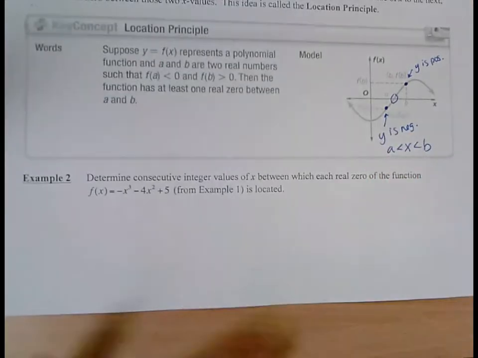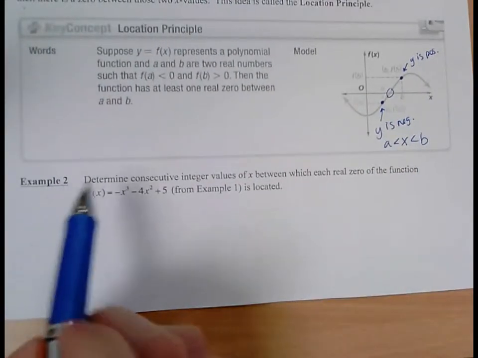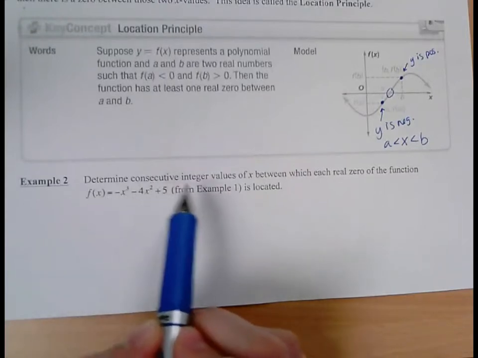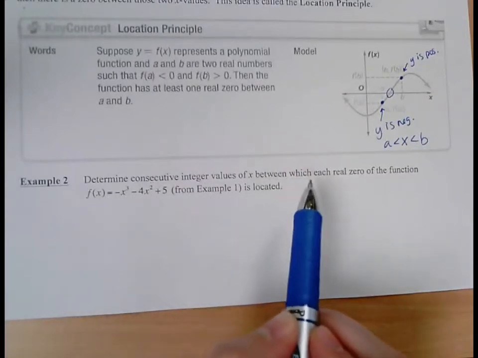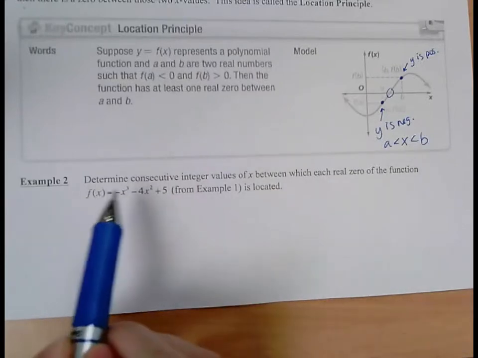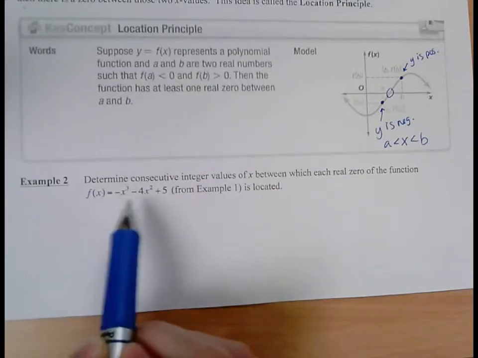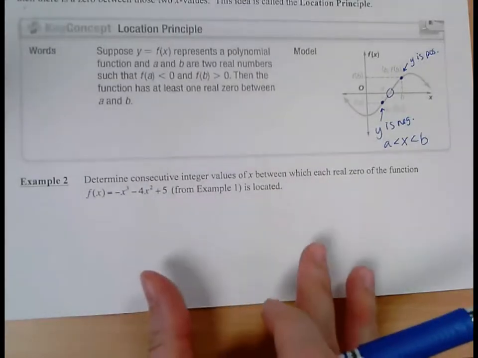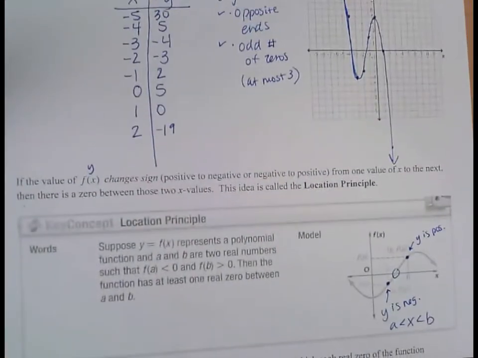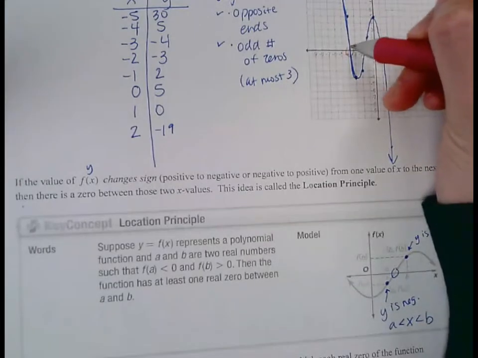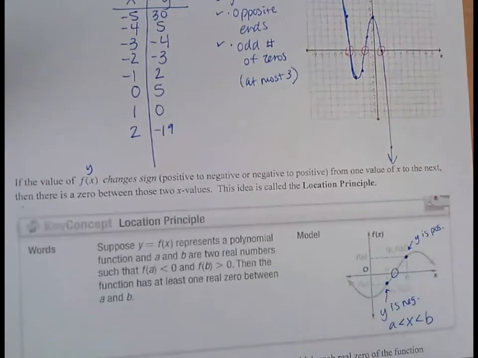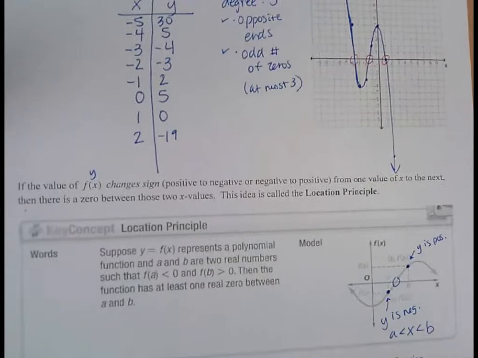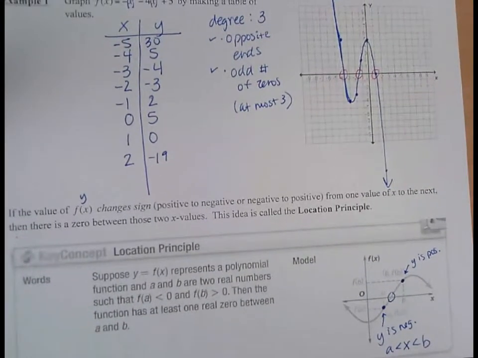Okay, like I said, we did this already with quadratics. So example 2 says determine consecutive integer values of x between which each real zero of the function f of x, same function from example 1, is located. So I'm going to look back up at that graph. I have 3 zeros. And since I have the graph, I can look at the graph to help me find them. I can also look at the table.